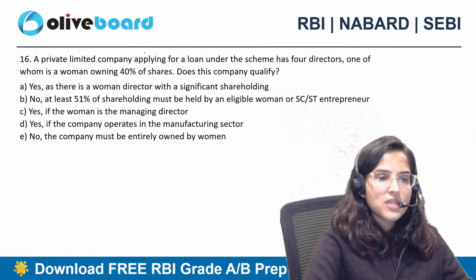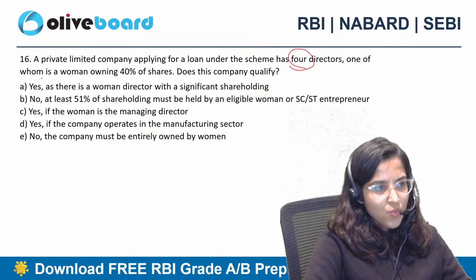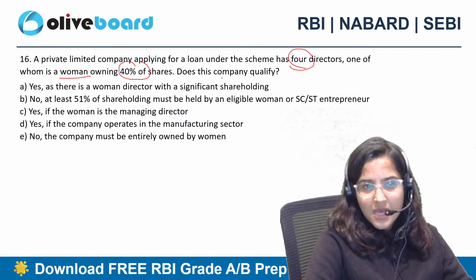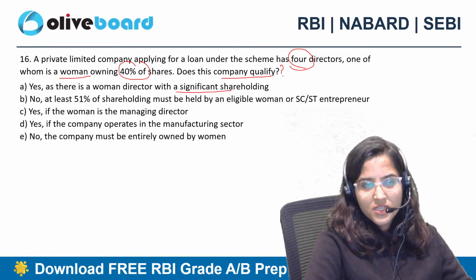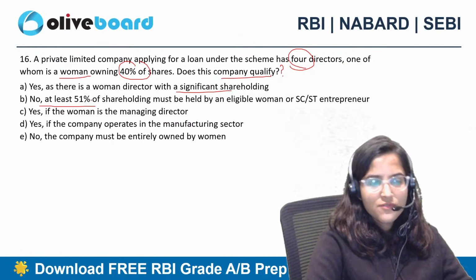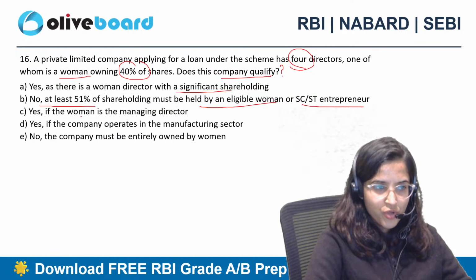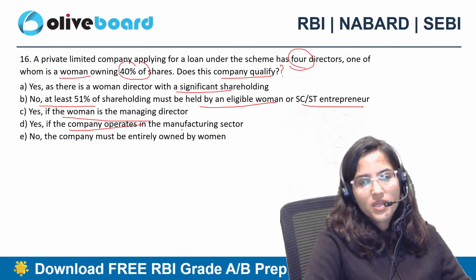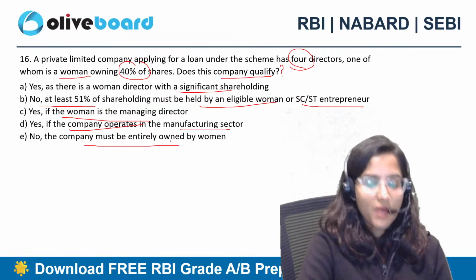A private limited company applying for a loan under the scheme has four directors, one of whom is a woman owning 40% of the shares. Does the company qualify? Yes, as there is a woman director with a significant shareholding. No, at least 51% shareholding must be held by an eligible woman or SC/ST entrepreneur. Yes, if the woman is managing director. Yes, if the company operates in the manufacturing sector. No, the company must be entirely owned by women.